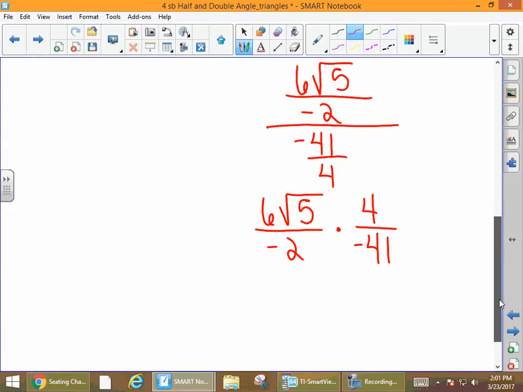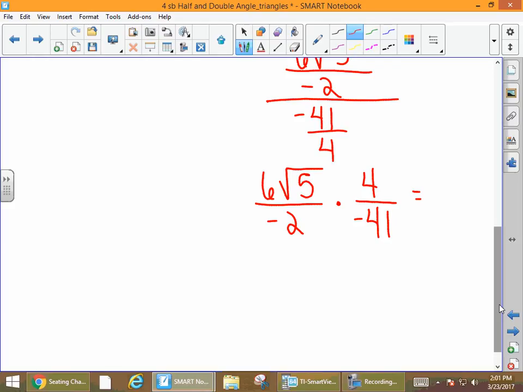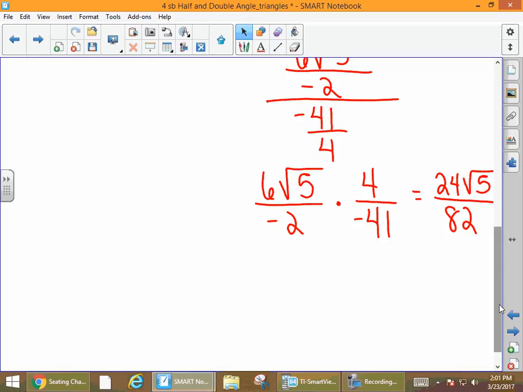So getting close here to finishing. 6 times 4 is 24 radical 5. Notice that we multiplied the coefficients. We left the radical alone. Down here in the denominator, negative 2 times negative 41 is 82. And we want our answer in simplest fraction and/or simplest radical form. We can simplify the 24 over 82.